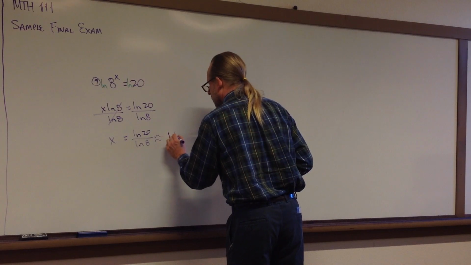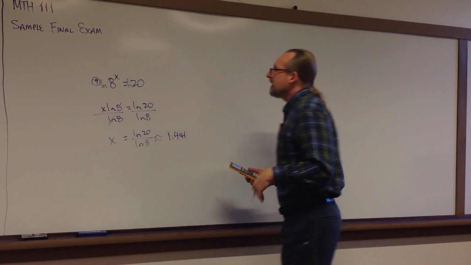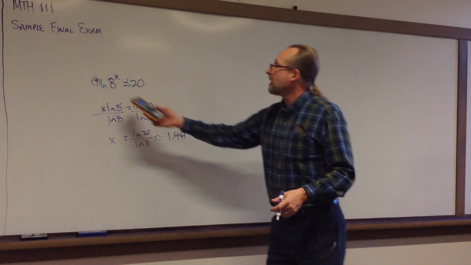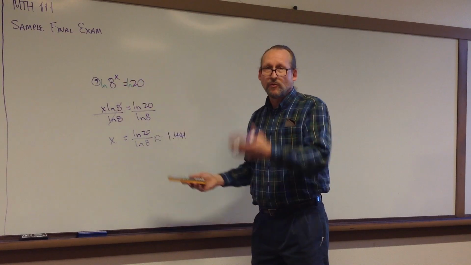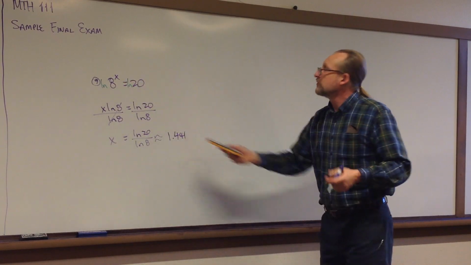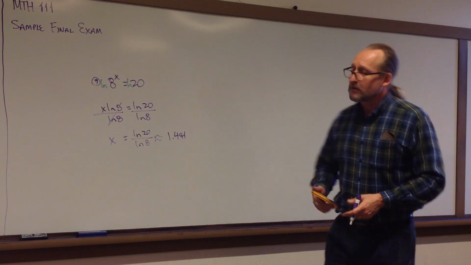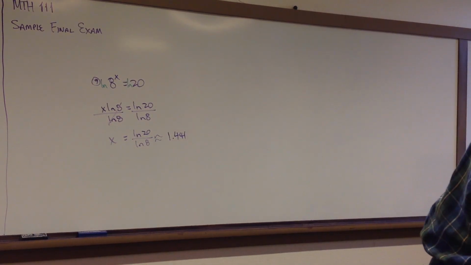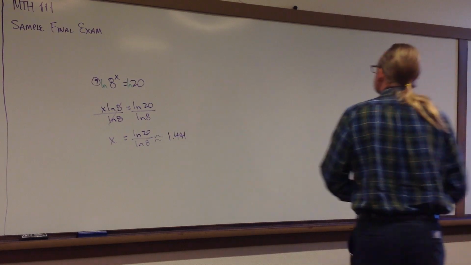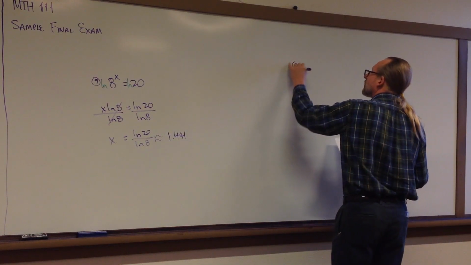1.441 approximately. And that seems reasonable. 8 to the first power is 8. 8 squared is 64. So somewhere between 1 and 2 is going to be the power that gives us 20. Okay. Let's look at problem 10.